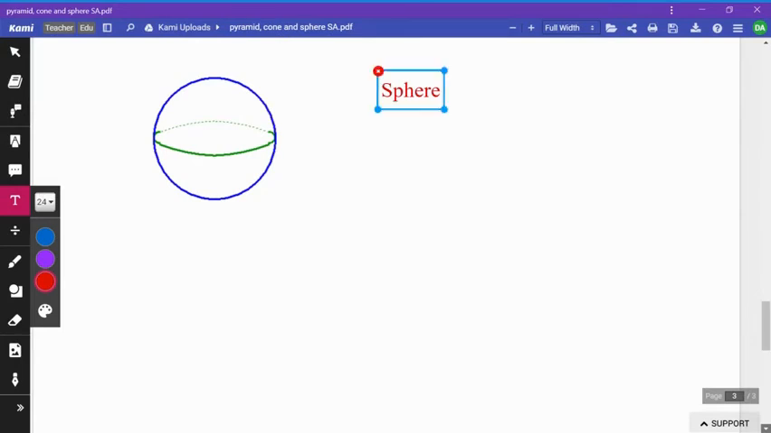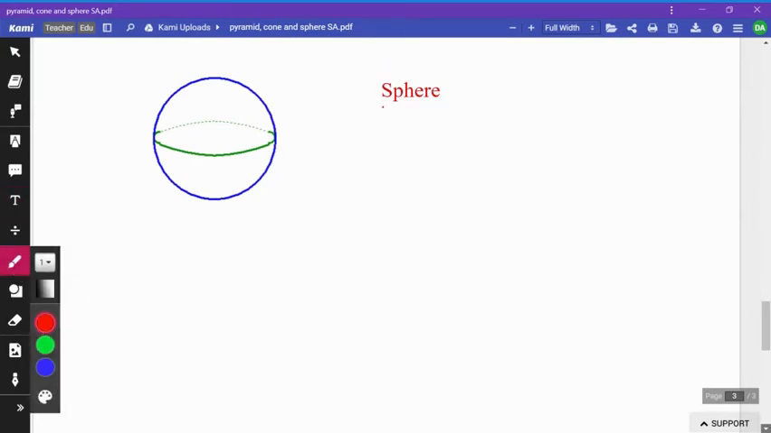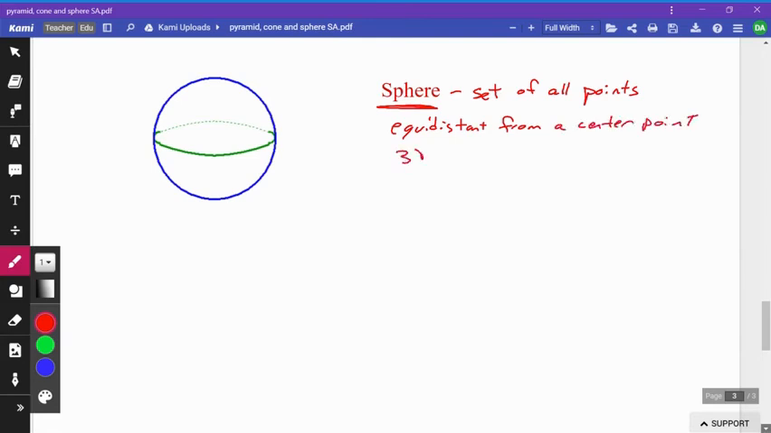Now we're going to head into the last shape for this video, which is a sphere. Now a sphere, just like a circle, is the set of all points equidistant from a center point. The only difference is that we have a 3D object. So if here is my center point, that equidistance is going to be the radius, and no matter how I draw it in, even though it looks slightly different, this is going to be the set of all points equidistant from that center point. So what we need to think about now is, what is the surface area?